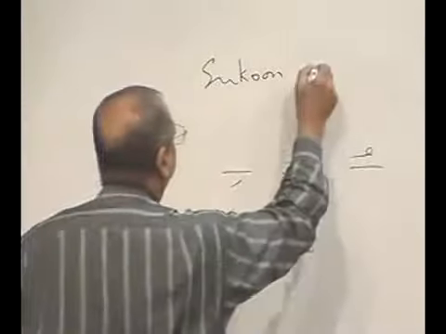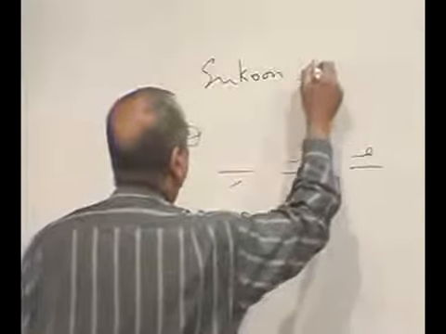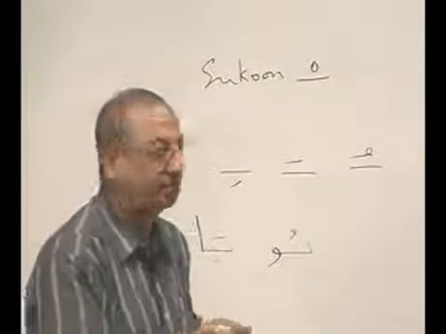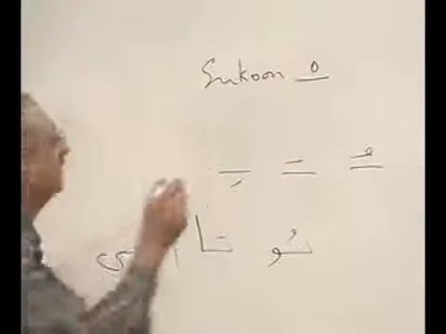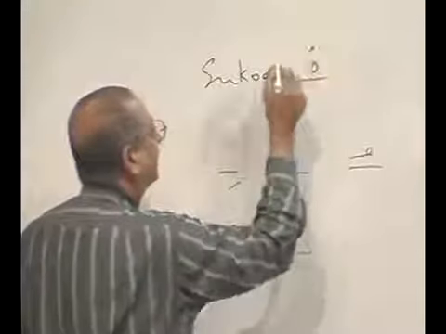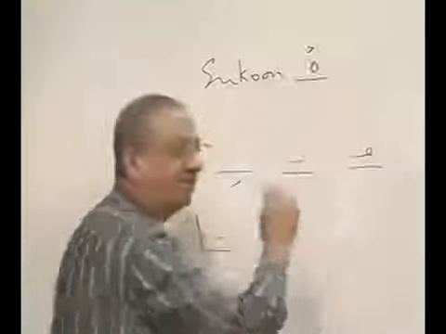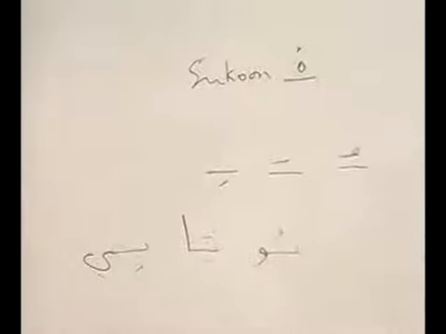Are you with me, brothers and sisters? There are many ways of writing sukoon. Sometimes it is like a tiny circle. Sometimes they write like this. But I prefer the tiny circle because it's better when you want to understand properly.